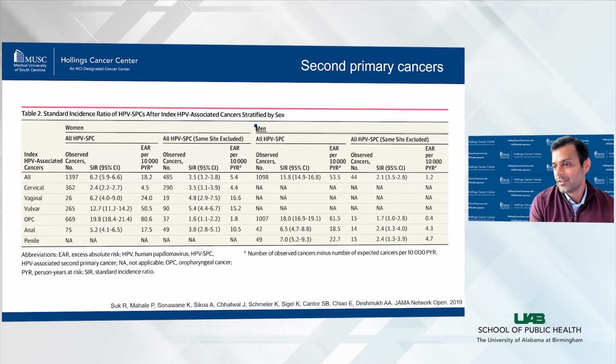Why are HPV-associated cancers important? Because we also know that persons who have index HPV-associated cancers are at risk of developing second primary HPV-associated malignancies. For example, cervical, vaginal, and vulvar cancer survivors are at risk of developing anal cancer. So in terms of prevention of HPV-associated malignancies, it's important that we prevent index cancers so that there's an opportunity to prevent future second primary cancers.